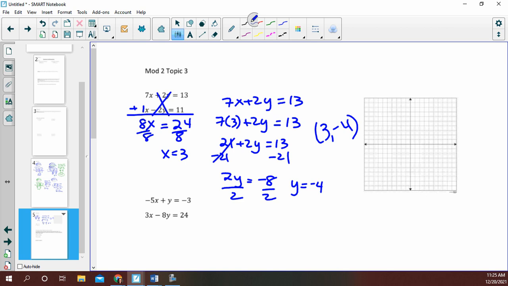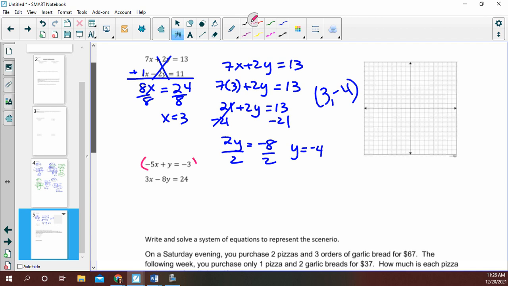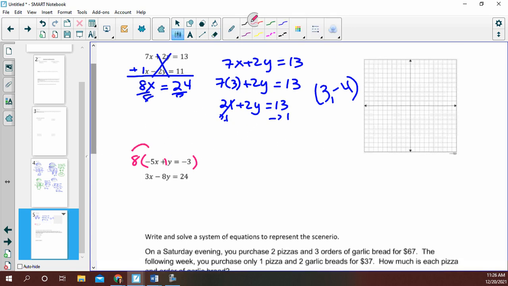Okay, my last one. I'm going to eliminate my y's because if I do my x's, I'm going to have to multiply both of them to get them to be 15. My y's, looks like I can get them both to be 8, so if you need the visual one, put it in there. I'm going to do a positive 8 because the other one's already a negative 8. All right, so that gets me negative 40x, positive 8y, negative 24. I'm untouched underneath them.